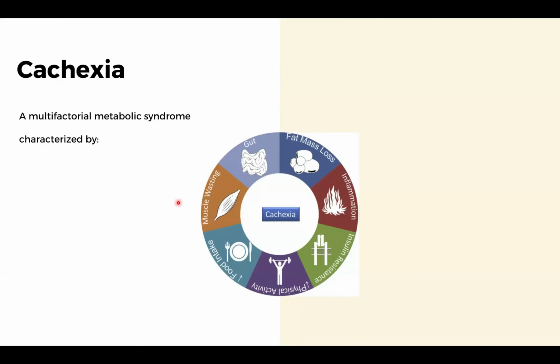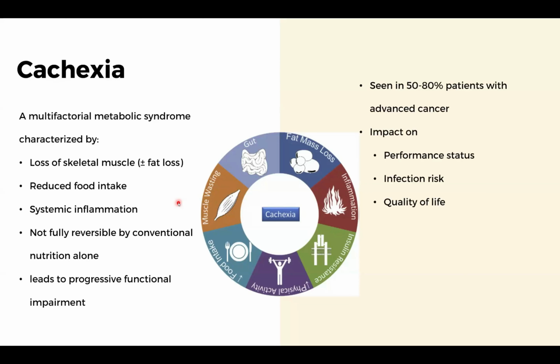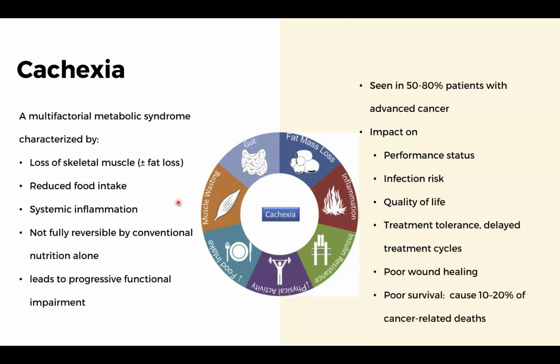Cachexia, as you all know, is a multifactorial metabolic syndrome characterized by loss of skeletal muscle with or without fat loss, reduced food intake, and systemic inflammation, not fully reversible by conventional methods of nutrition management. It leads to progressive functional impairment, and is seen in 50 to 80% of patients with advanced cancer. It's not rare. It impacts performance status, infection risk and quality of life, treatment tolerance with delayed treatment cycles, and poor wound healing, and it causes 10 to 20% of cancer-related deaths, which is very significant.